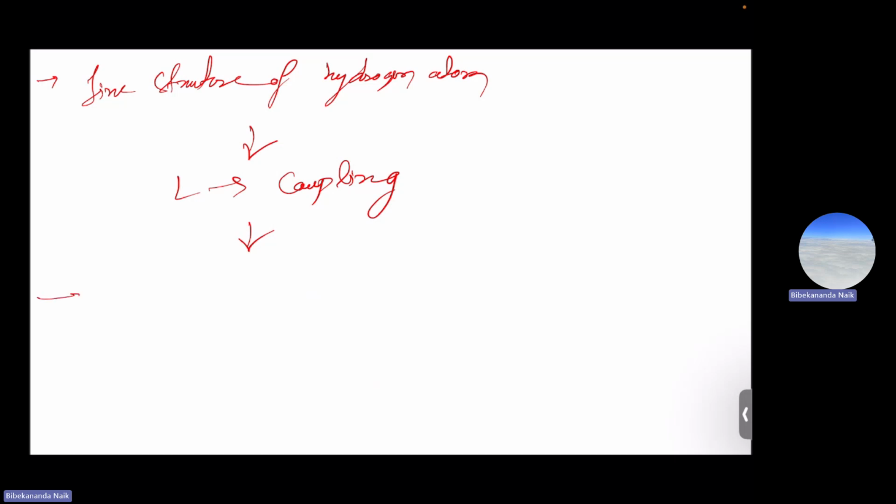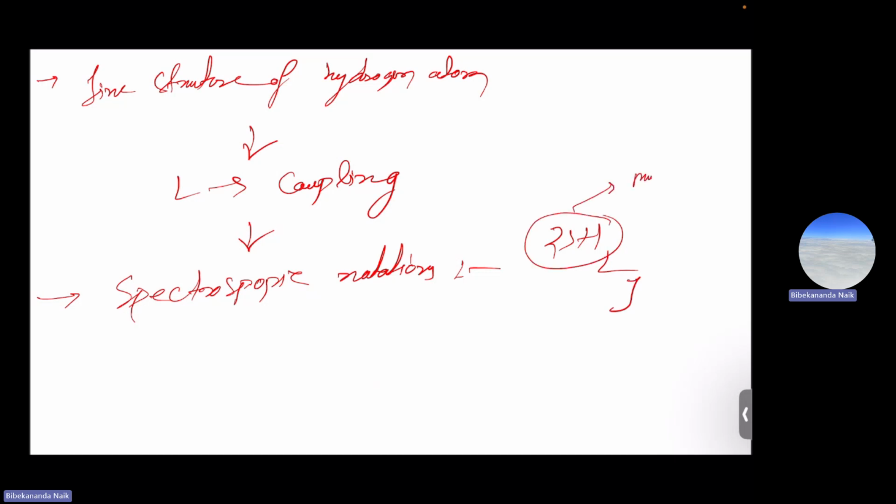In order to represent them, we also discussed spectroscopic notation, which is written as 2s plus 1 Lj. So 2s plus 1 is the multiplicity. Depending upon the value of L, it can be different, where this is the orbital and this is the total quantum number. So this is the concept of LS coupling and spectroscopic notation.